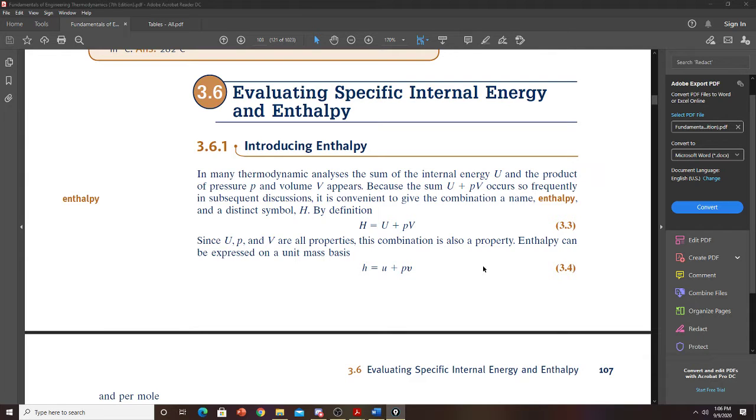So what happened was that in thermodynamic studies, while they were coming up with tables and properties, they found that internal energy was added to pressure times volume a lot. It kept showing up in the study. Because it came up so much, they made a substitution and said, okay, we're not going to keep writing U plus PV because it gets tiresome after a while. So they substituted a shorter thing, which is H. They called it a whole new property. H is equal to U plus PV, and H is enthalpy.